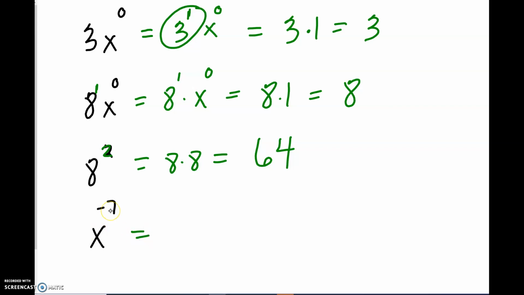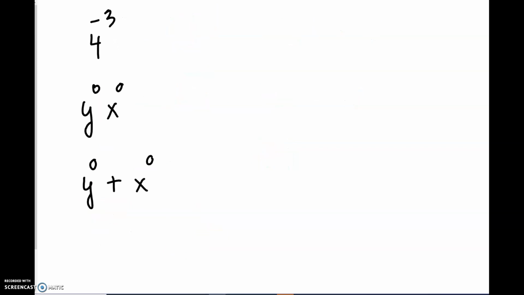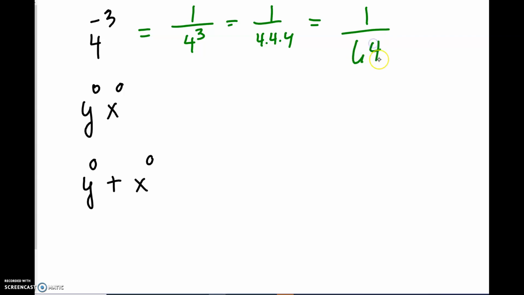All right, x to the negative 7. We cannot have this negative exponent. So mathematicians say we need to write it as 1 over x. And when I rewrite this exponent on the bottom here, I leave it as a positive exponent. All right, last 3 here. 4 to the negative 3rd power. So we have 1 over 4 to the 3rd. So we have 1 over 4 times 4 times 4. So we have 1 over, and what is 4 to the 3rd power? 64.